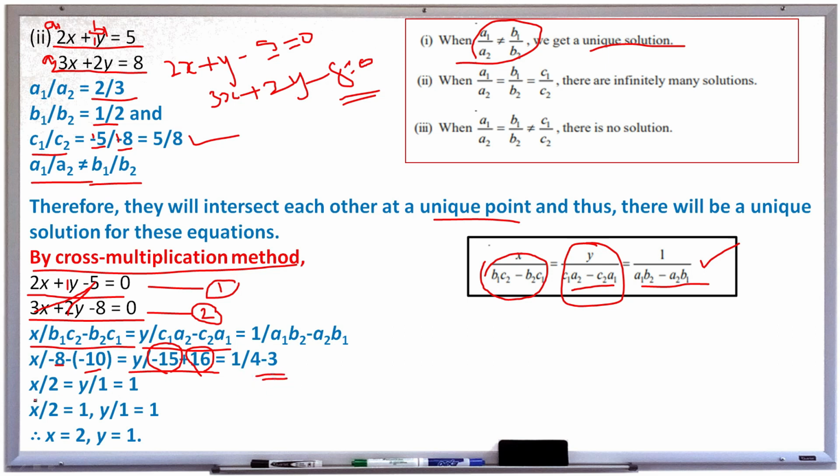So x by 2 is equal to y by 1 is equal to 1, and x by 2 is equal to 1 or y by 1 is equal to 1. So the value of x by 2 is equal to 1, so x is equal to 2. So x is equal to, cross multiplying, you will get 2. Similarly, y by 1 is equal to 1, so y value is equal to 1. So we want x and y value for this equation.